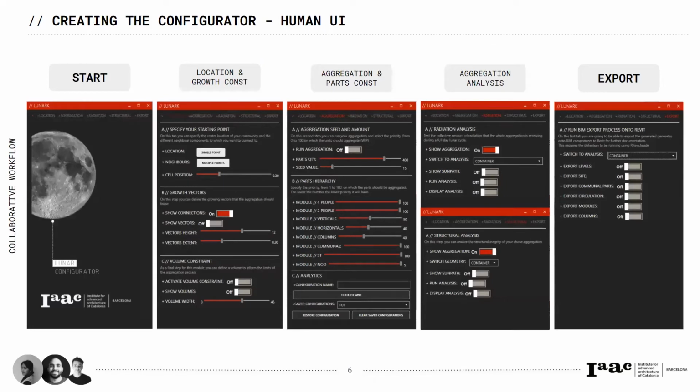This is now the screenshot of the Luna Configurator. And as you can see, we have 5 major tabs, and each one of them is related to one of the personas of the project. Each one of the tabs takes care of one part of the process, computes the information, and then passes it using Speckle to the next persona.